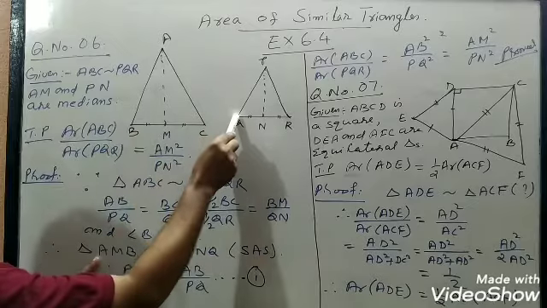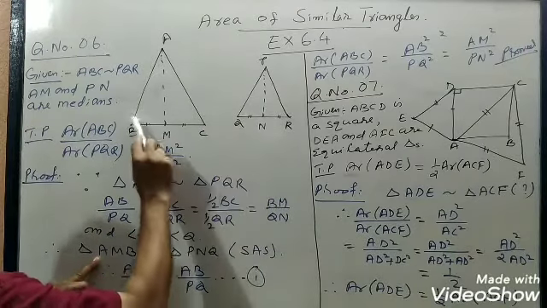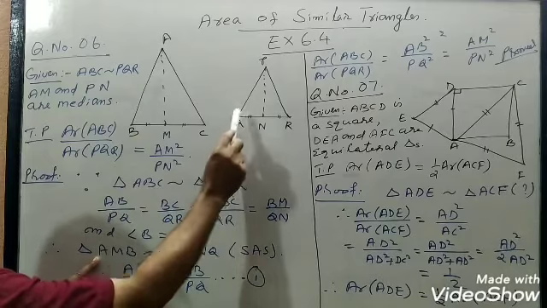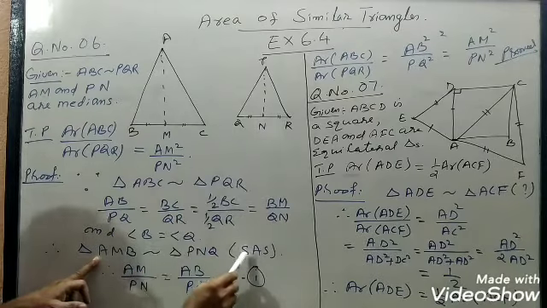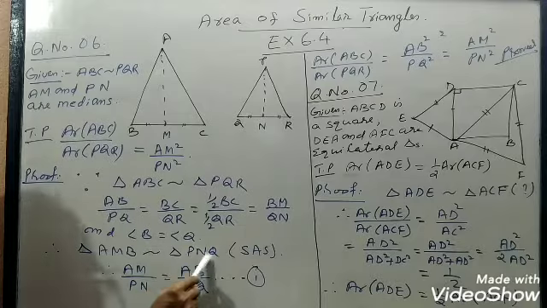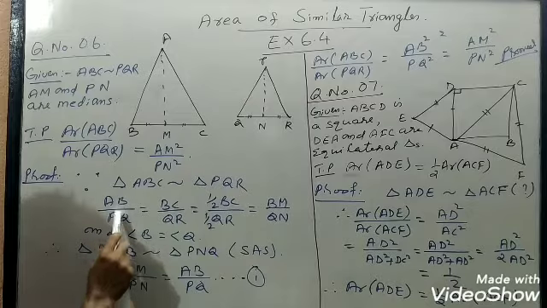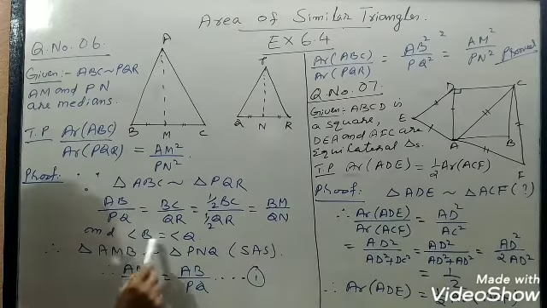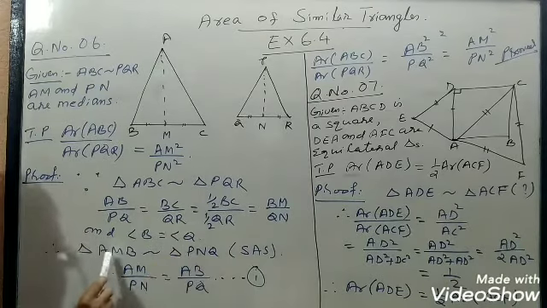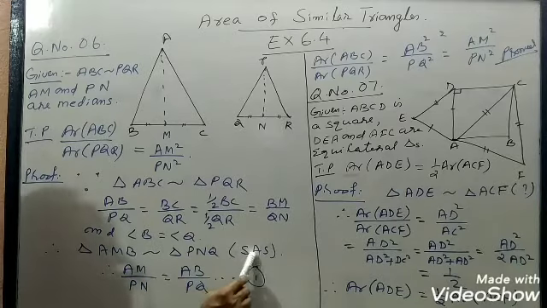AB by PQ is equal to BM by QN and angle B equal to angle Q we proved. So by SAS similarity, triangle AMB is similar to triangle PNQ. Reason you have to write. I have not written the whole reasons. Again I am saying: AB by PQ equal to BM by QN and angle B equal to angle Q. Therefore, triangle AMB is similar to triangle PNQ by SAS.